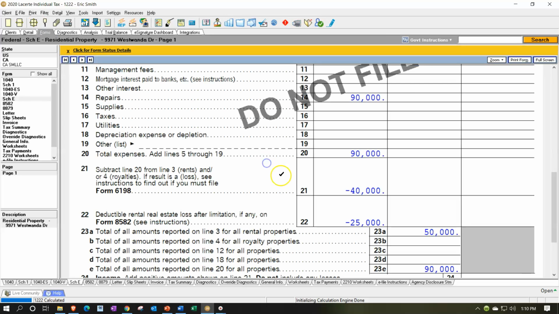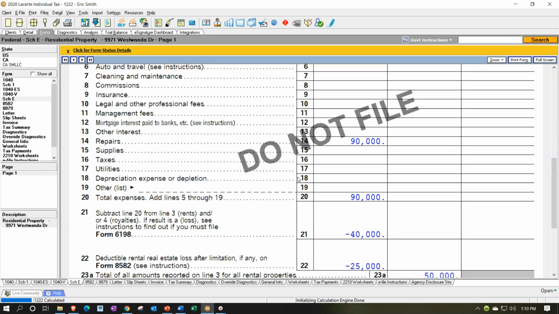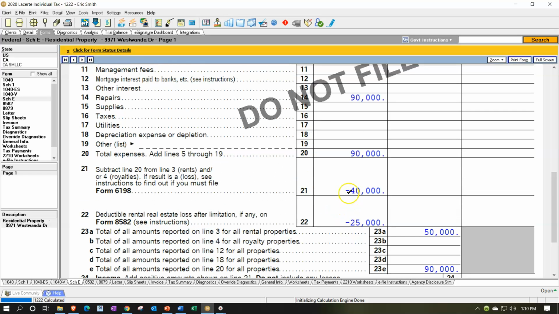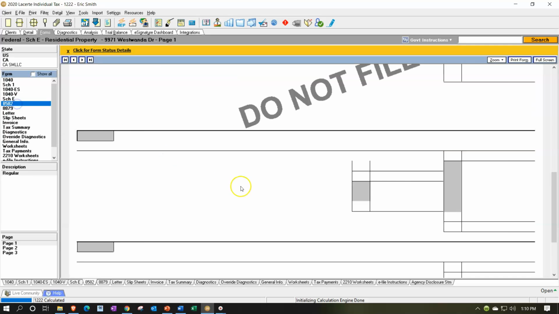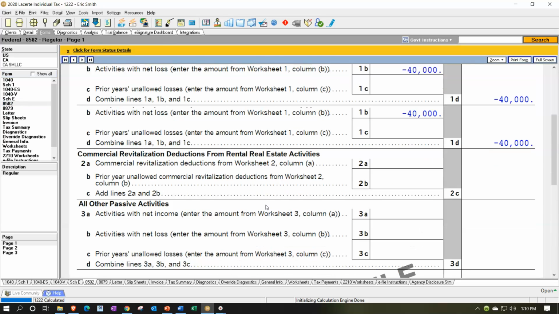and I'm going to go back on over and check out the loss. So now we've got a loss of $40,000. And then the deductible rental real estate loss after limitation, if any, on Form 8582 is $25,000. So if I go to Form 8582, they're limiting the loss now. So I go back up top.